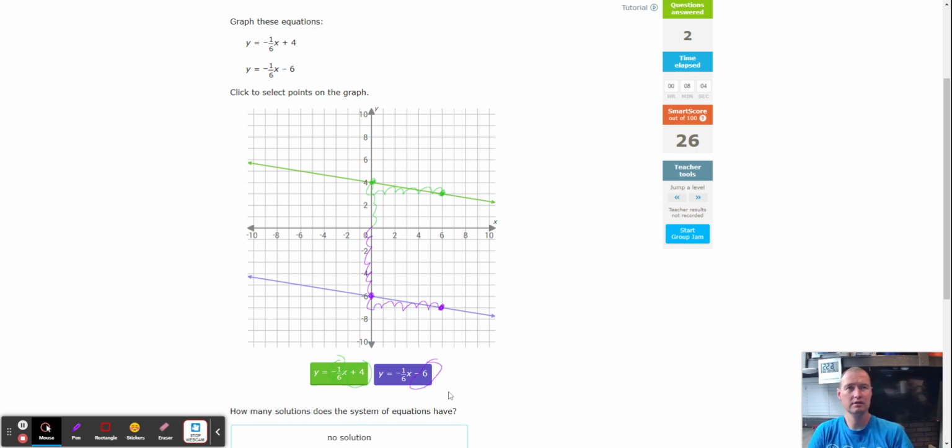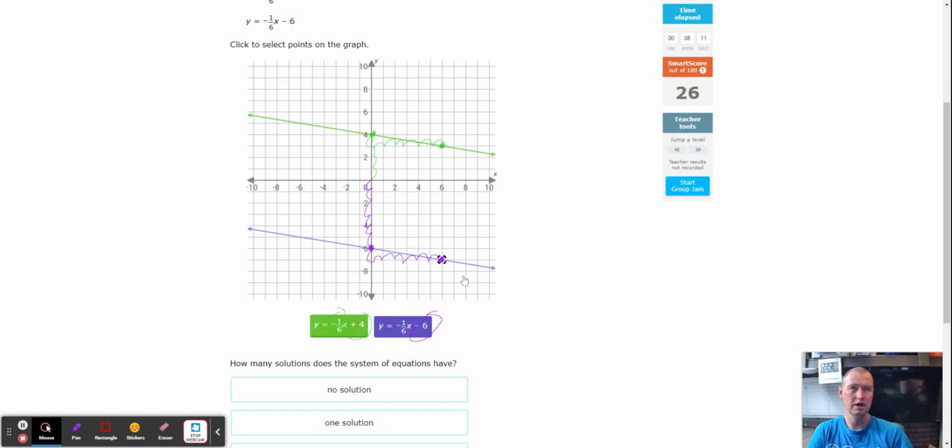Take a look at the graphs. They're not crossing this time. And notice they are something called parallel. Parallel means they go up and down in the same direction. So they go up to the left with the slope of negative 6 over 6.